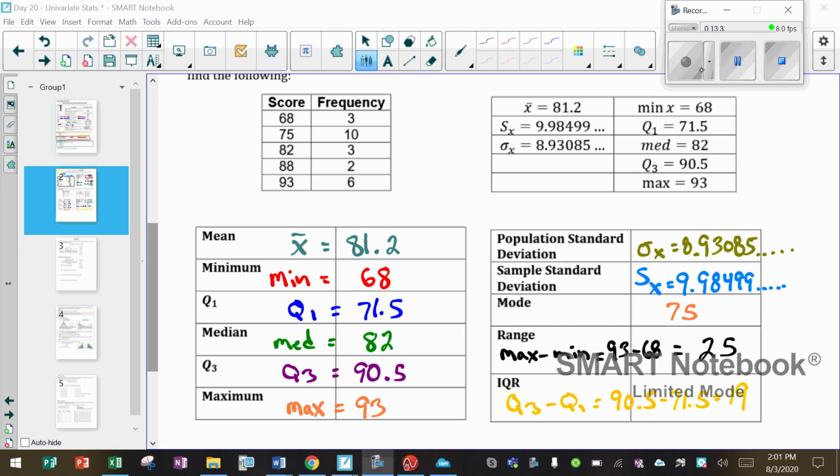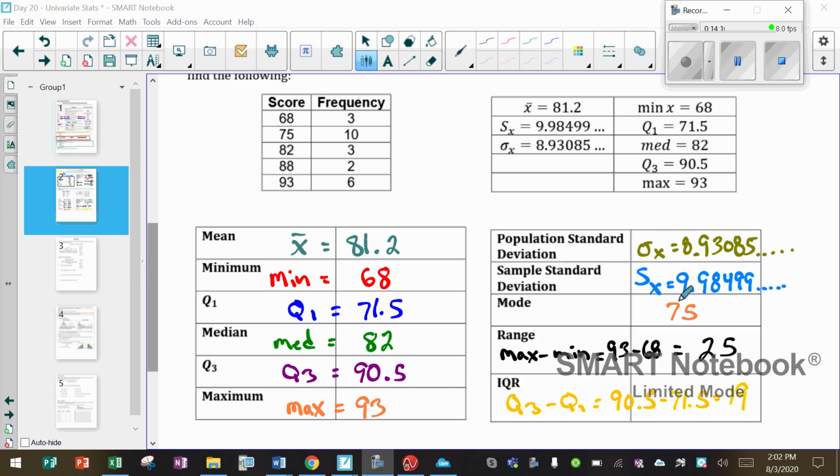So our mean, our average, is 81.2, given at the top of the table where the calculator values were shown. Our minimum is the min, 68. Q1 is the Q1, 71.5. The median is the median, 82. Q3 is the Q3, 90.5. Maximum is the max, 93. The population standard deviation is the sigma with the little squiggle on top, a cowlick, like a hair sticking up on the top of its head. That's the 8.93085. The sample standard deviation, which is the Sx, is 9.98499.